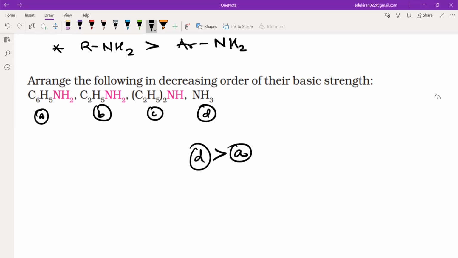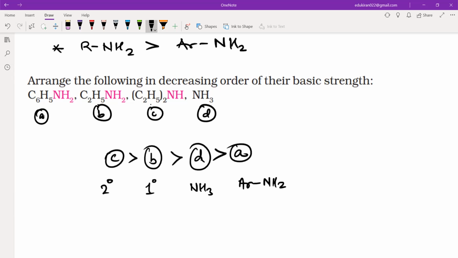Now, when I compare a 2-degree amine and a 1-degree amine, the 1-degree amine will have lower basic strength, because it has only one R group attached, and the 2-degree amine has two R groups attached. So this will be followed by B, and B will be followed by C. C is the 2-degree amine, having the highest, followed by the 1-degree amine. Then you have NH3, that is ammonia, and then the aryl amine, ArNH2. Please write this question.